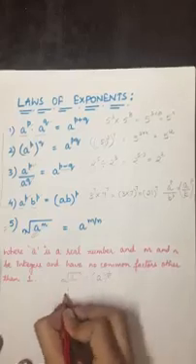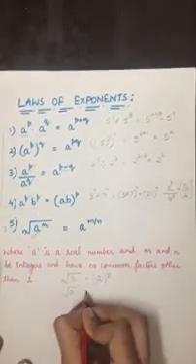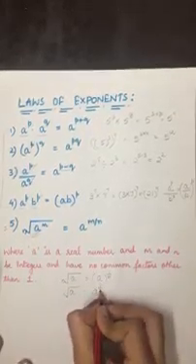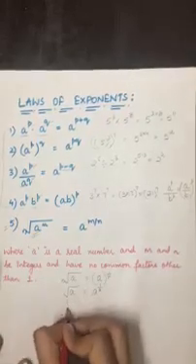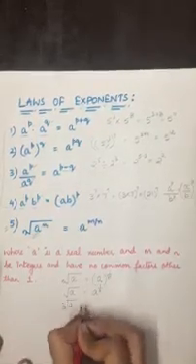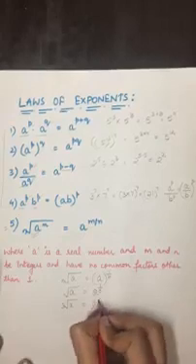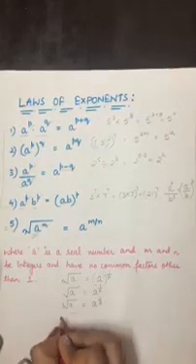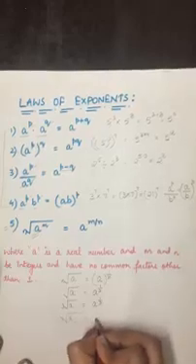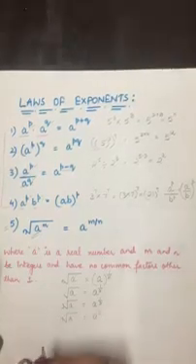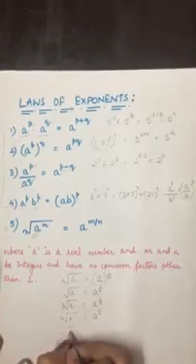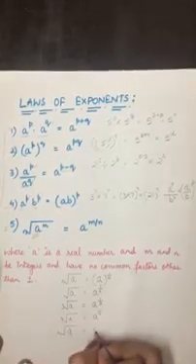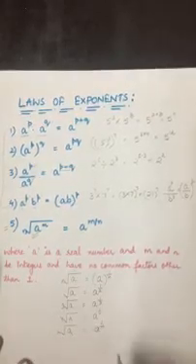That means if you have a square root of a number, you can write it as a raised to the power 1 by 2. If you have a cube root of a number, you can write it as a raised to the power 1 upon 3. Similarly, fourth root of a number, you can write it as a raised to the power 1 by 4. And if you have nth root of a number, you can write it as a raised to the power 1 upon n.